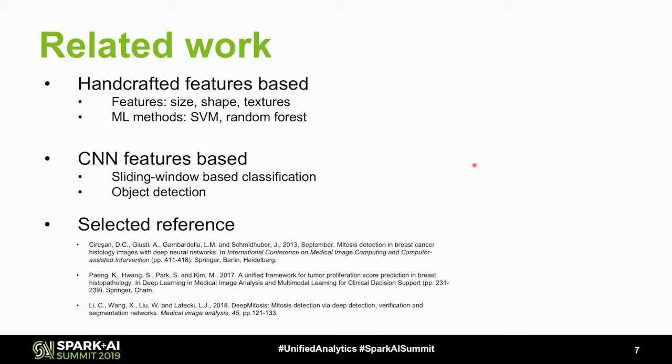And this CNN-based approach can also be divided into two categories. The first one treats this problem as a classification problem. It moves a sliding window across the image to generate the mitosis candidates, and then uses the classification model to classify which candidates are mitosis or not. The second approach treats this problem as an object detection problem. It first uses a coarse model to propose some mitosis tiles, and then uses a more accurate model to identify which candidates are mitosis or not.